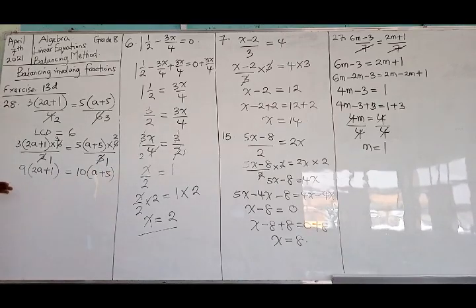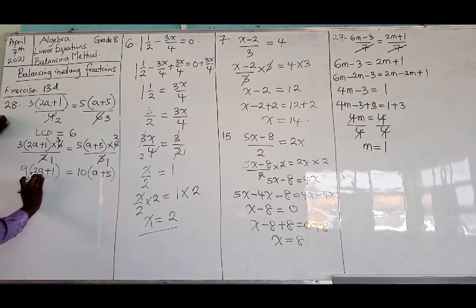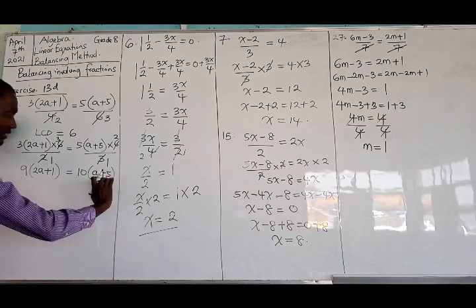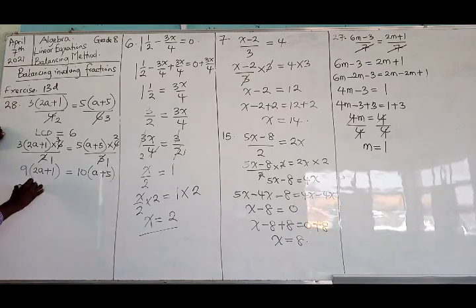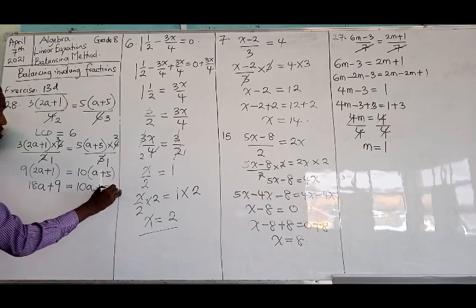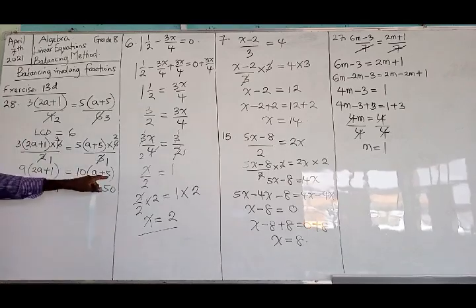The next thing you do is to open up the brackets. Now, this 9 will affect this and this. This 10 will affect what? This a and this 5. So this will give me what? 18a plus 9 equal to 10a plus 50. 10 times 5 is what? 50.